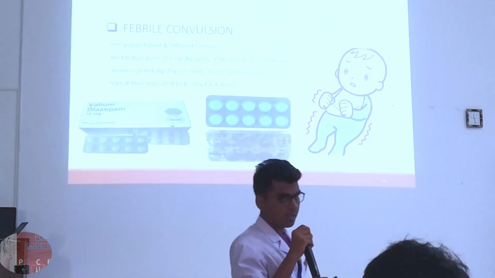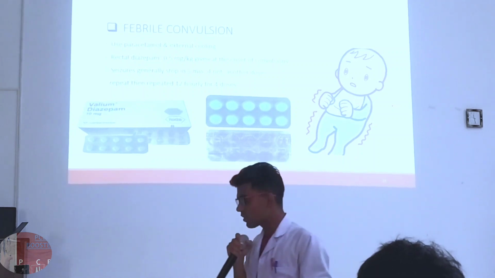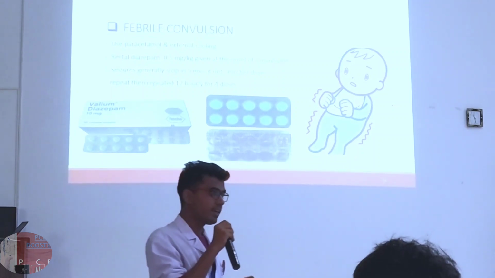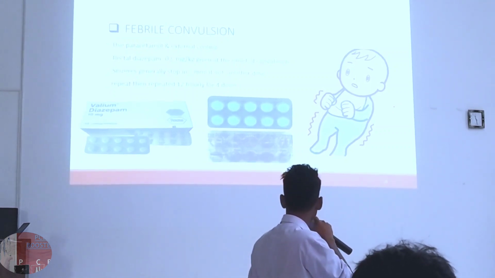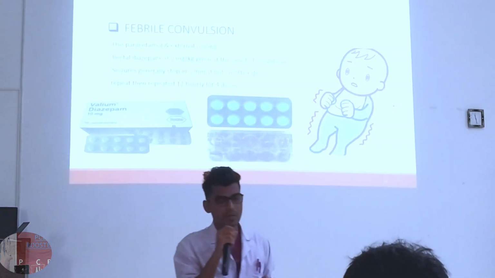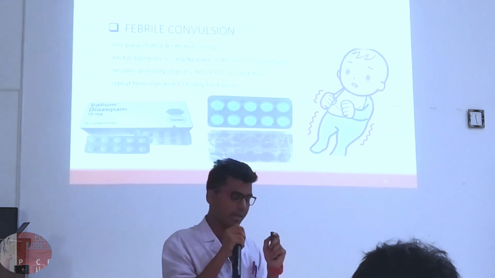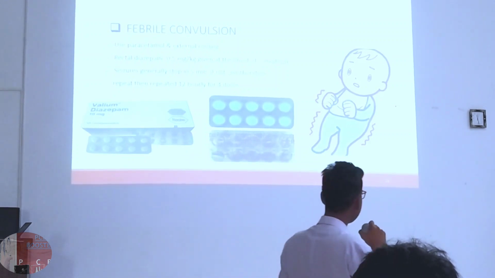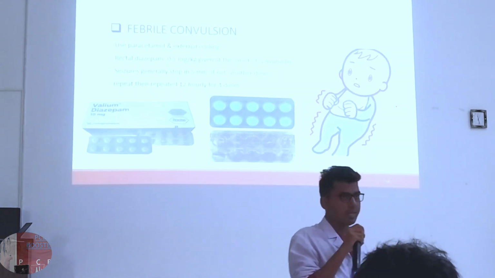So now the epilepsy in the children, febrile convulsion is convulsion in the children during the fever, most commonly in the children less than 5 years. In the children with this febrile convulsion, the most common triggering factor we have seen is the temperature, because high temperature will irritate the neurons in the brain, that will lead to the seizure.